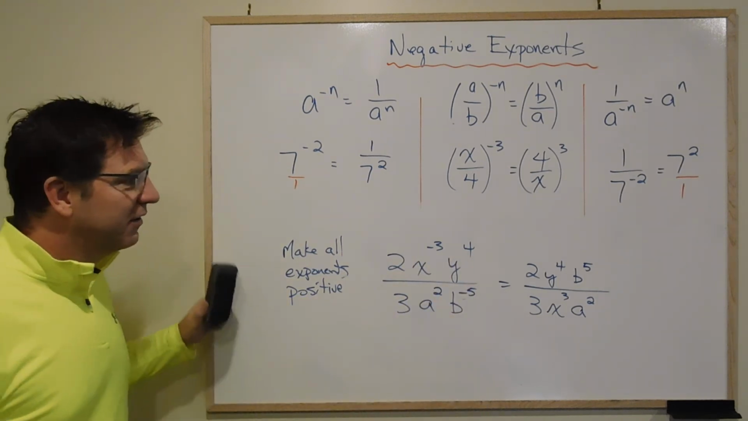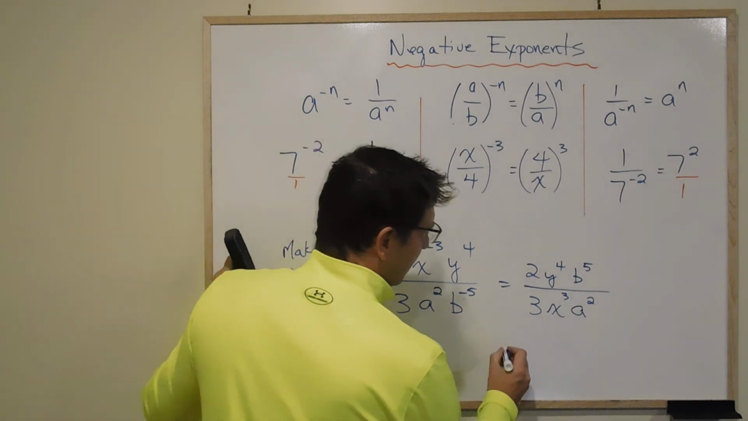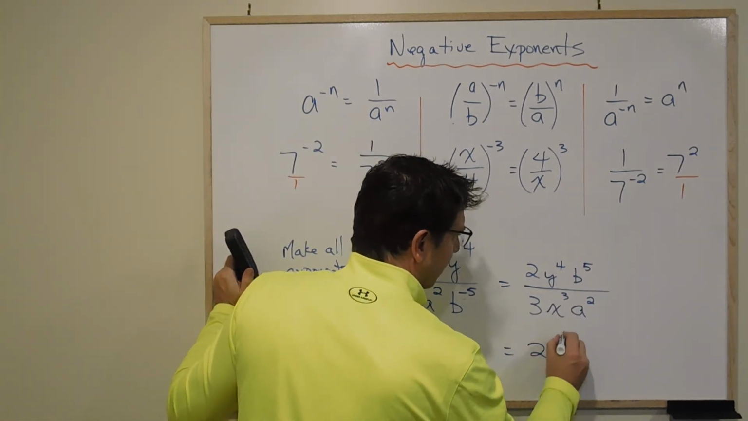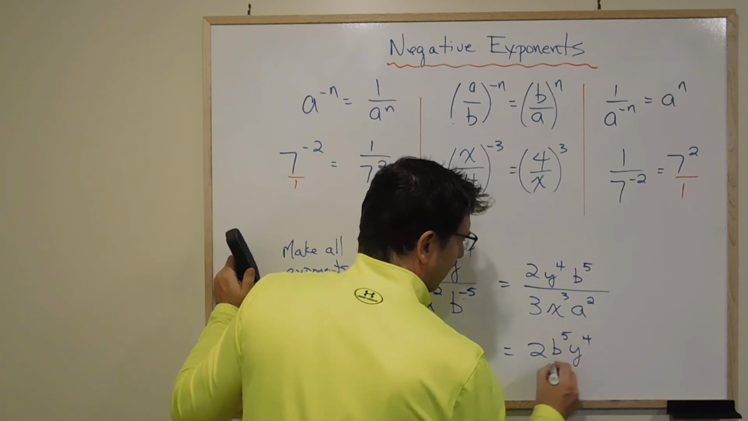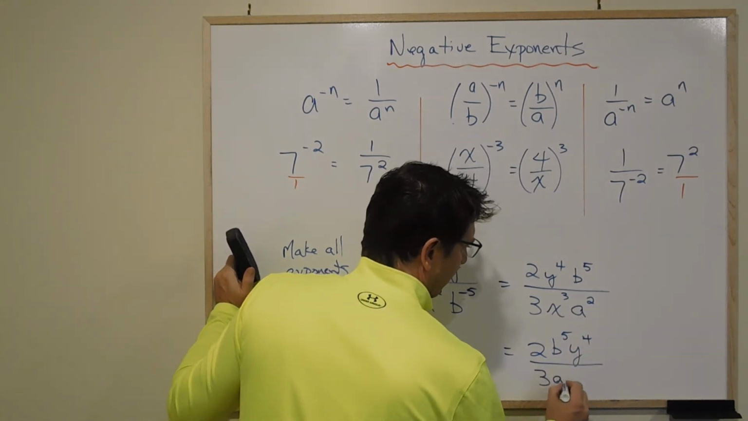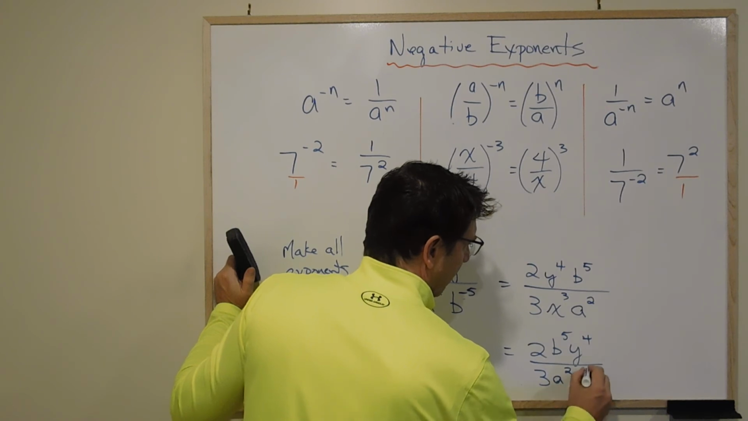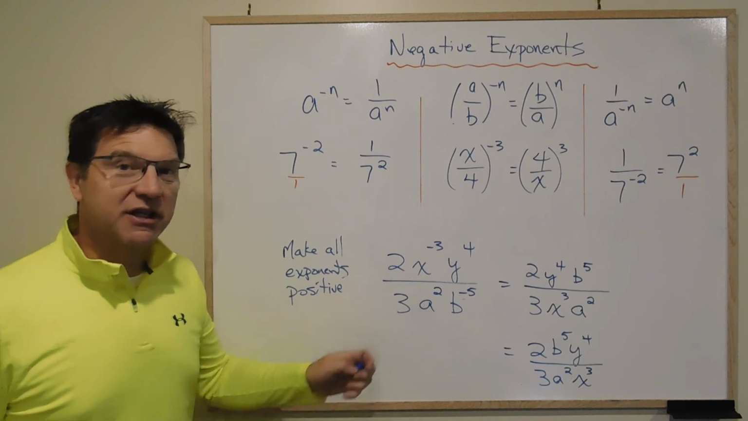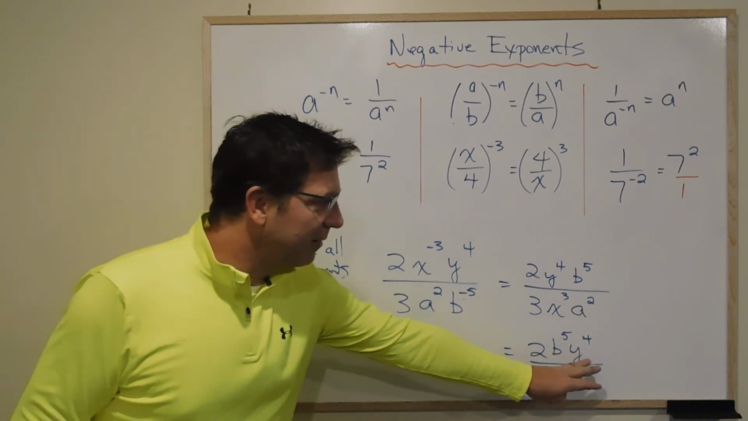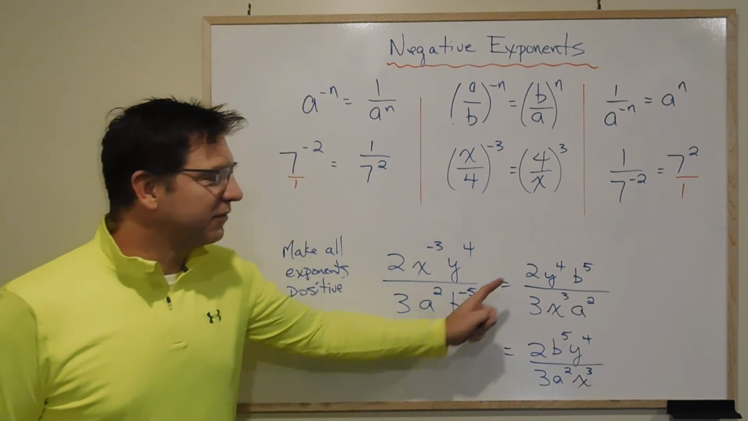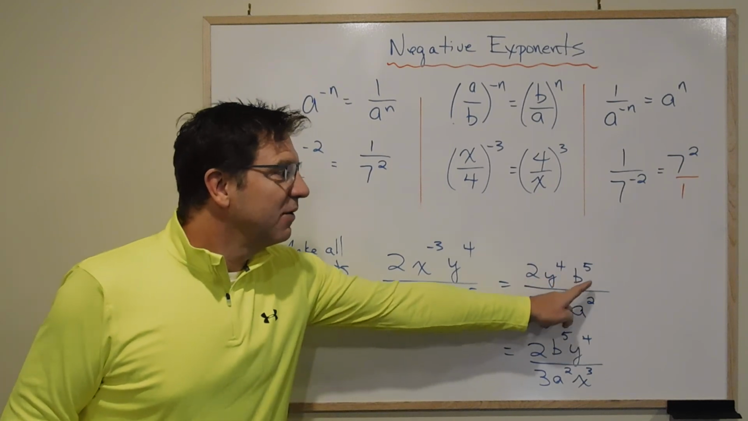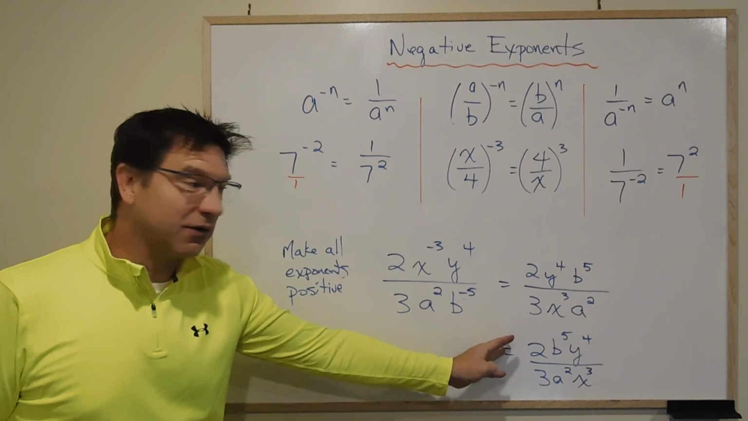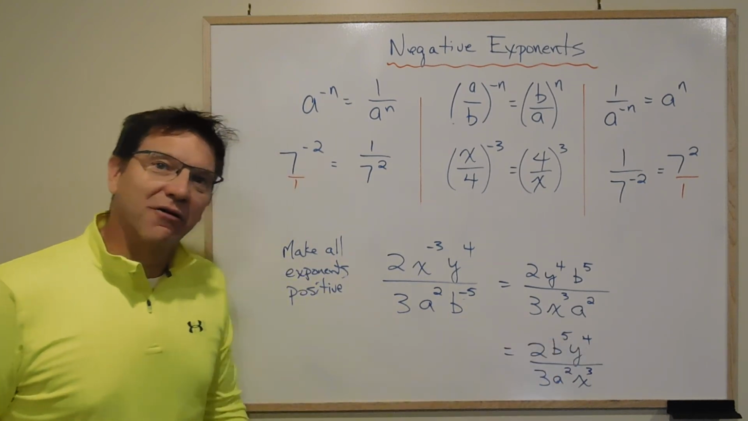The one thing I'd encourage you to do once you get this is to put the variables in alphabetical order. That has nothing to do with negative exponents. It's just traditionally in math, we do put the variables in alphabetical order. So instead of y to the fourth, b to the fifth, we put the b to the fifth first, right? So the number always comes first, it's the coefficient, and then the variables in alphabetical order.